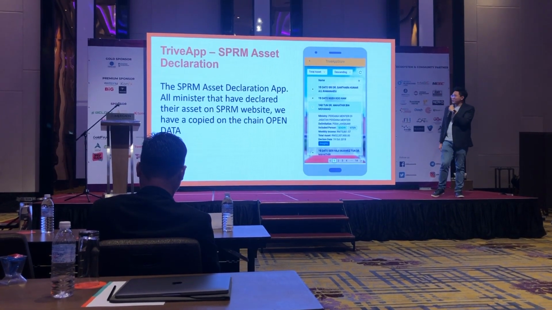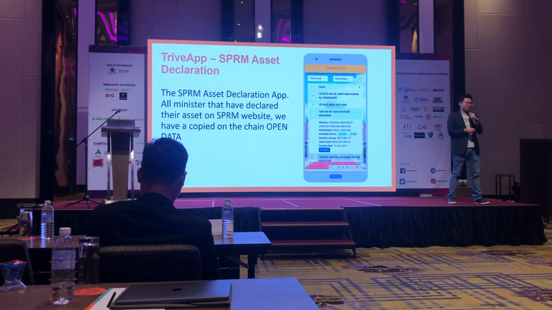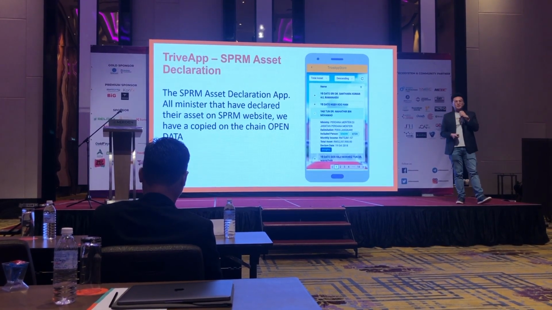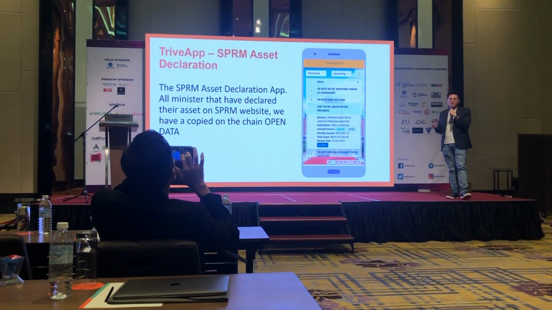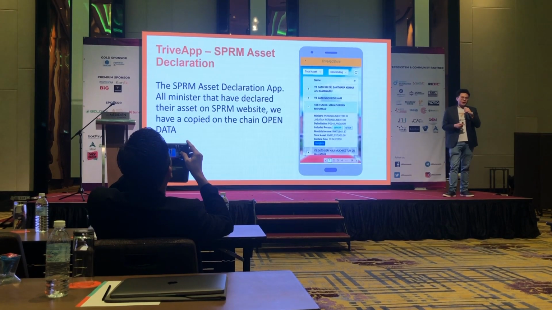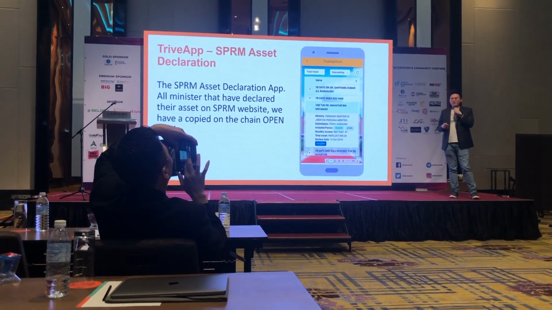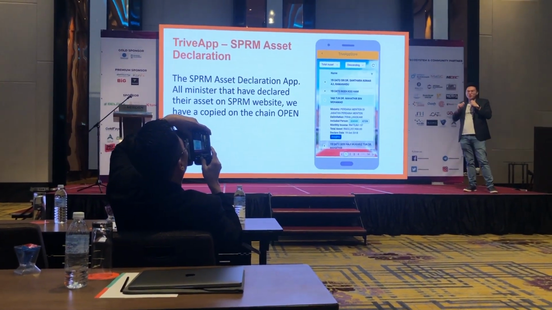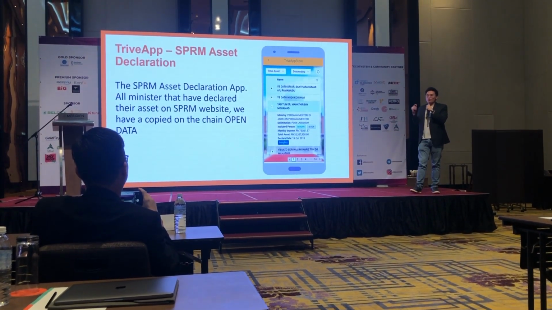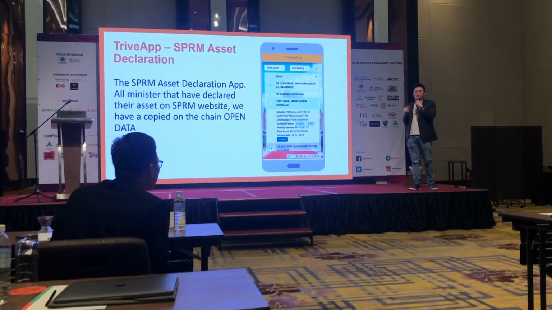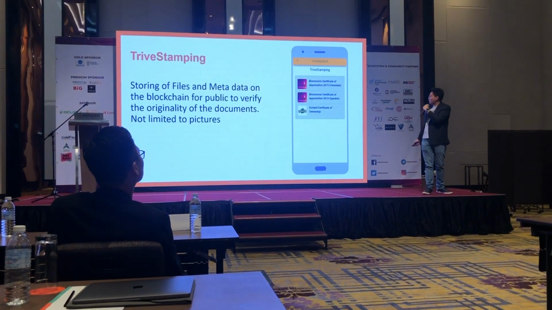So one of it is actually the SPRM asset declaration. This is actually some of the open data that is available in Malaysian government. All Malaysian ministers actually have to declare their asset, and they declare it through SPRM, the Anti-Corruption Commissions. So we actually pull the data and put it on blockchain on the first time we see the data. So if few days later, few months later, they want to change and say, oh no, I didn't declare this, we can actually refer back to the blockchain and say which value is changed on which minister itself. So this is one of the use cases of open data. There are much more things that we can do on open data.